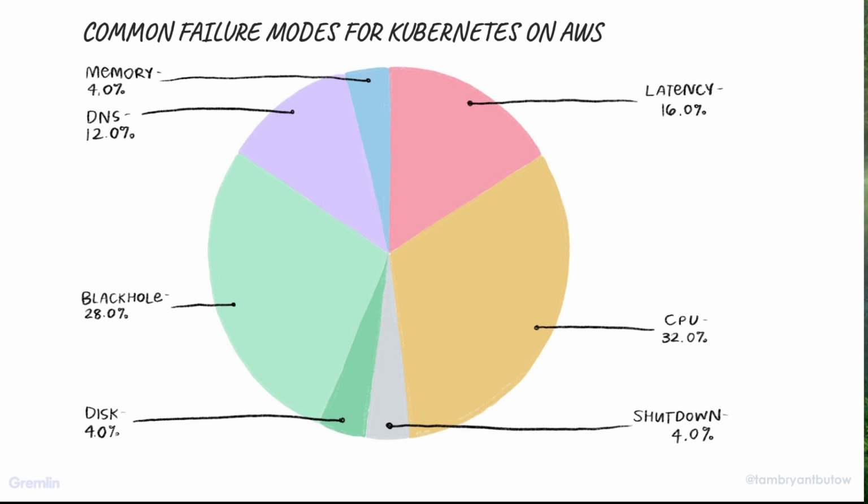It's similar to the previous data that we looked at for all outages related to Kubernetes, but CPU is even higher. Instead of it being 25%, CPU is now 32% of issues when running Kubernetes on AWS. The next most common is black hole at 28%. Latency is also higher. Instead of around 11%, it's 16%. DNS is at 12%, and then we have much smaller amounts for shutdown, disk, and memory.